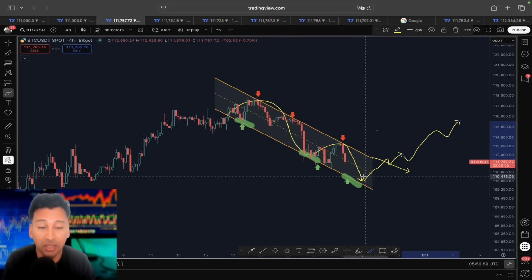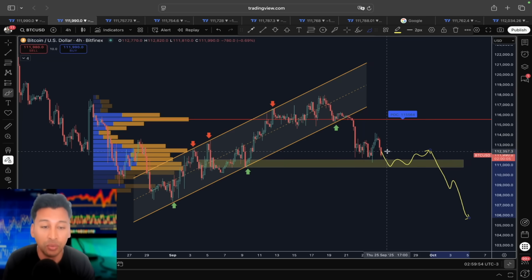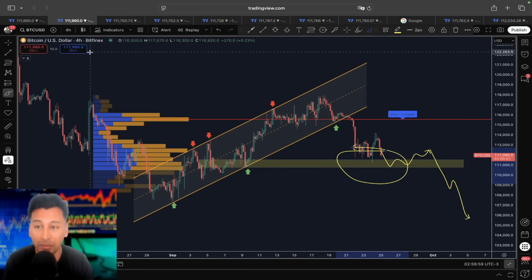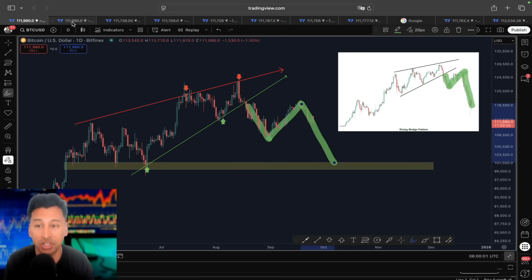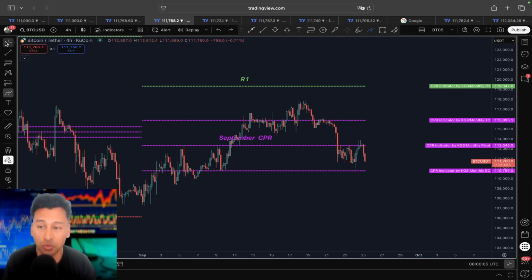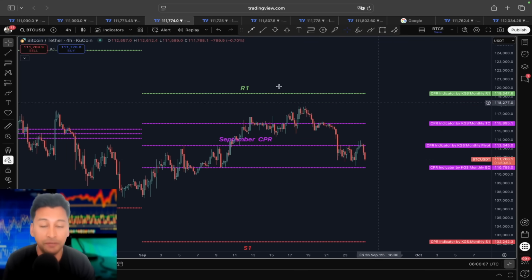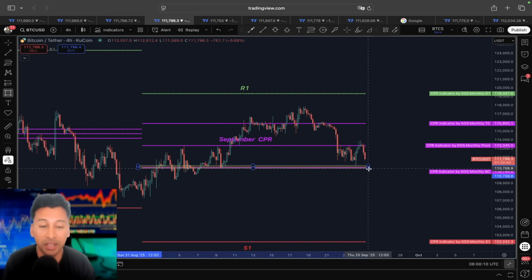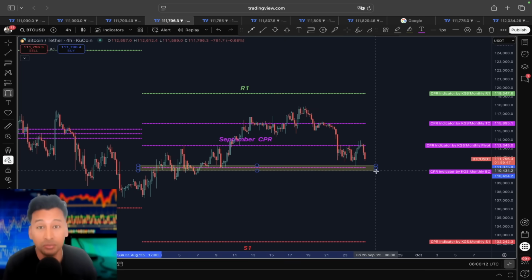But failing to hold this key trend line at 110,000 means we must prepare ourselves for a continuation which could look somehow like this: Bitcoin following this rising wedge, Bitcoin following this rising channel, and parallelly also losing strength from our very important indicator, I mean, this bottom CPI line.